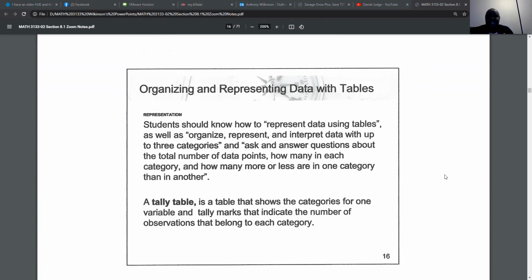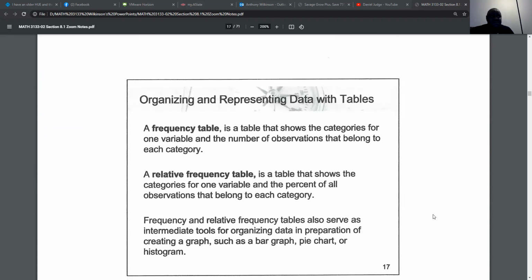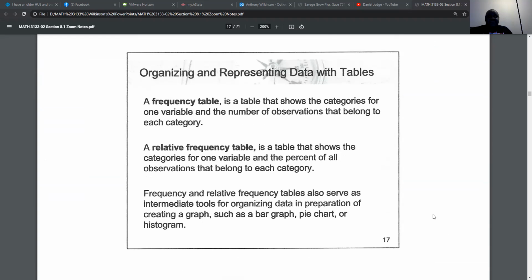So usually when you're trying to count, we used to use what they call tally marks, those short vertical lines going up and down as a way of counting. The other table we'll talk about is a frequency table, and we're going to get to some examples shortly. A frequency table is a table that shows categories for one variable and the number of observations that belong to each category.